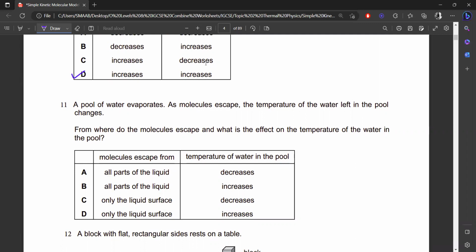Question number 11. C. From where do the molecules escape and what is the effect on the temperature of the water in the pool? Okay, so they are talking about evaporation. So we know that it is only from the liquid surface and the temperature of the water pool will decrease. C is the right one.